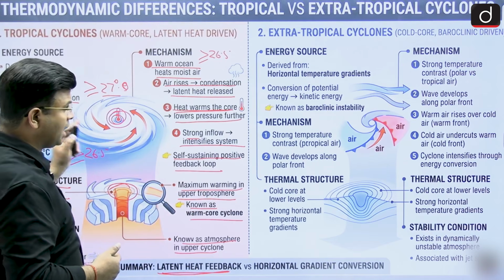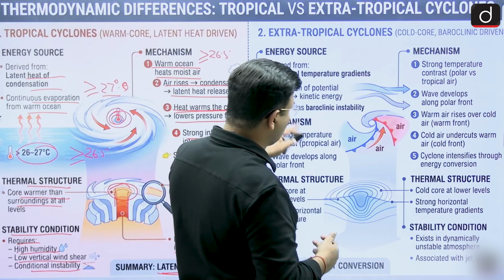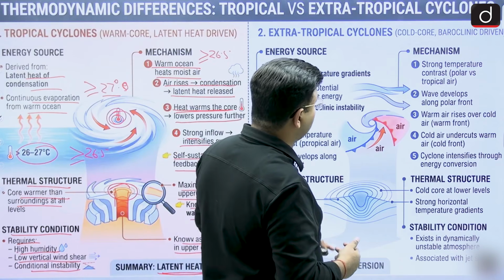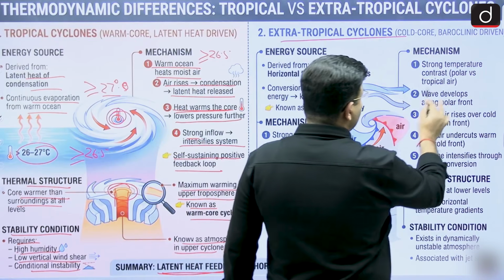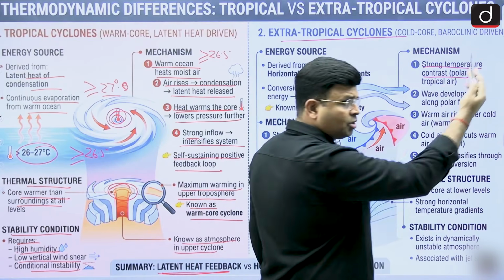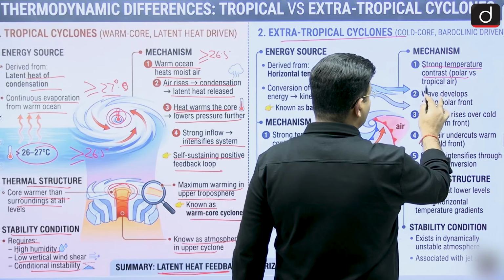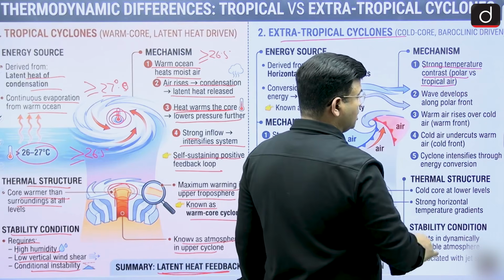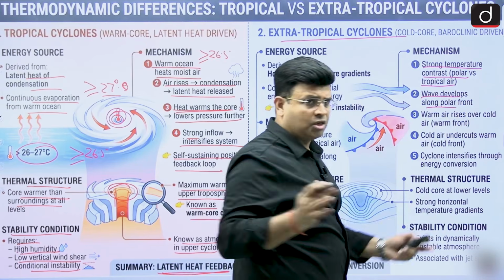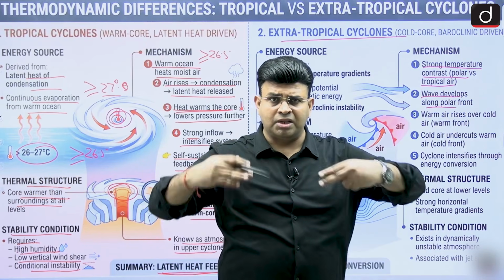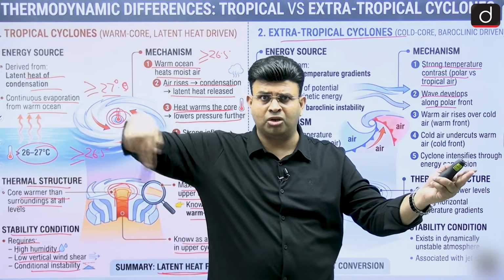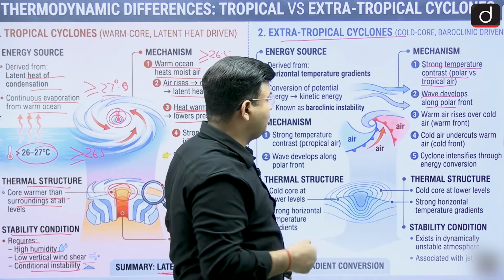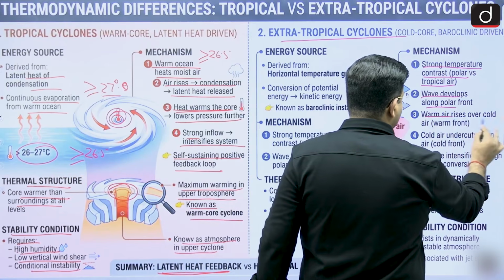In the case of the extratropical cyclone, with cold front and warm front, there is a strong temperature contrast. One side is cold polar easterlies, and the other is warm easterlies coming from the tropical and subtropical region. A wave develops along the front. When they meet, there is first a stationary front, then thereafter a cold front and a warm front. A wave develops like that, and warmer air rises over the cold air.